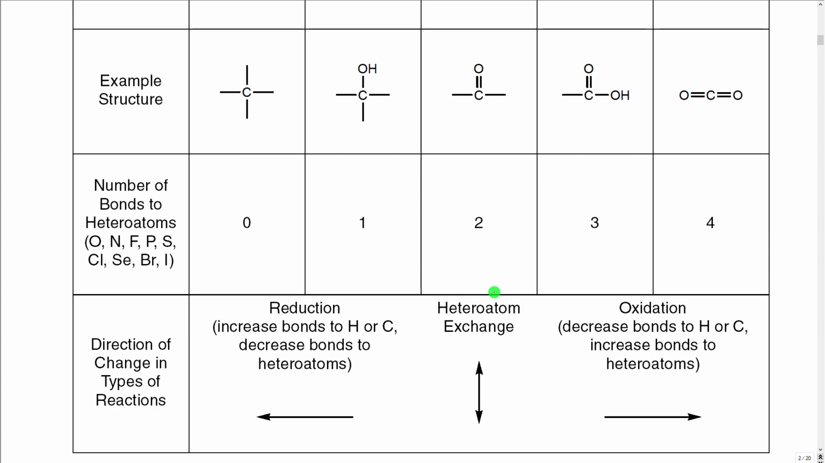Finally, then, there is one more class of reaction which turns out to be very important in this chapter. It has no official name, interestingly enough, so I've given it the name heteroatom exchange. Because what we're going to be doing in this reaction is changing a bond from a heteroatom to a bond to a different heteroatom. So we're just exchanging the heteroatom at the end of the bond.